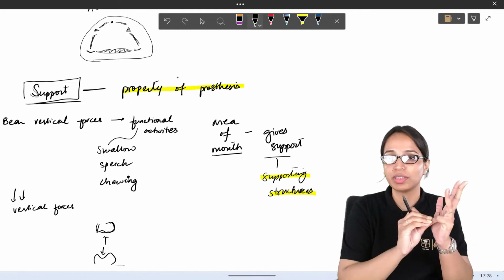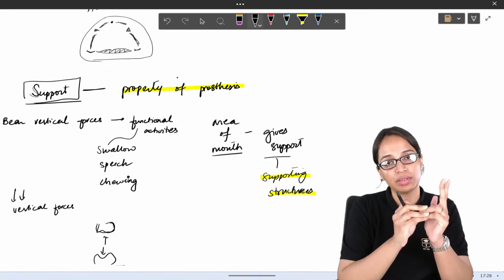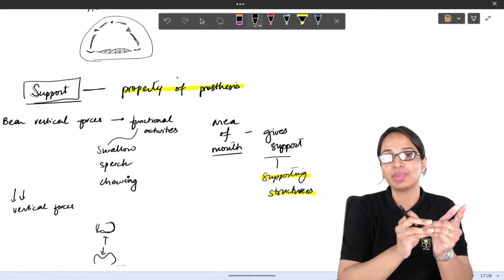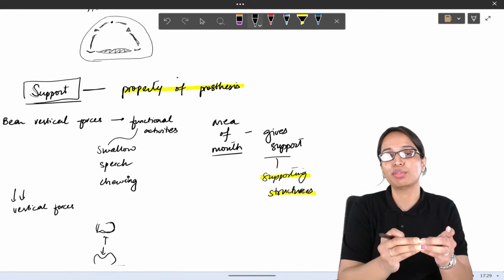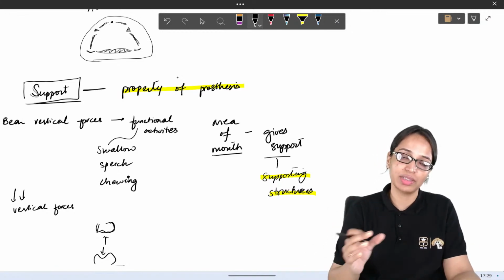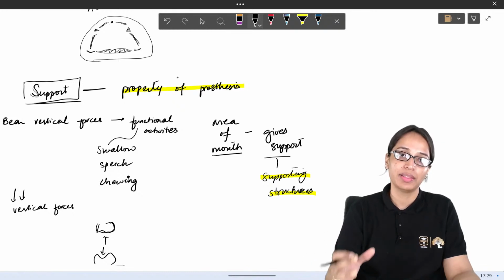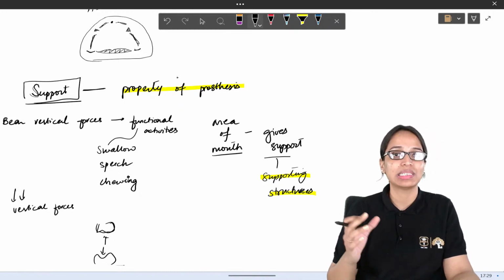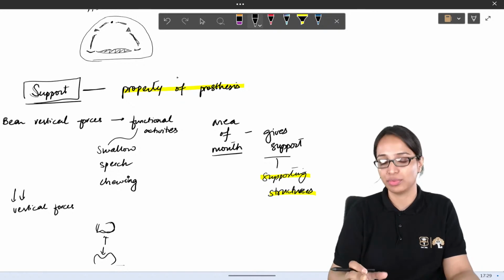Any prosthesis should be retentive, should be able to give you support and should be stable. So that is a property of a prosthesis. The particular structure that helps you derive support, that particular structure is called a supporting structure of the mouth.